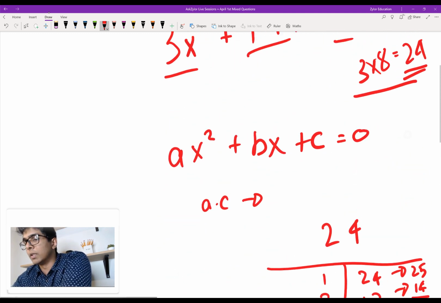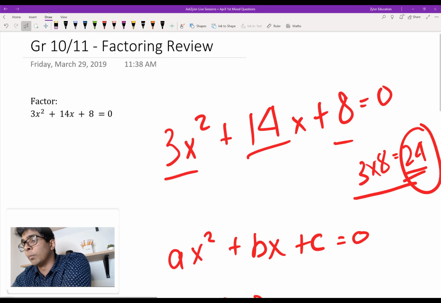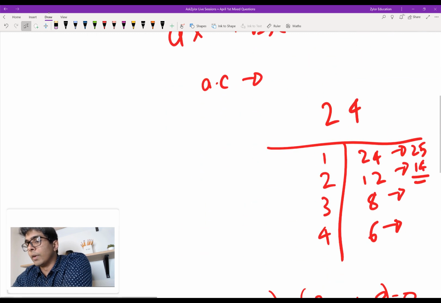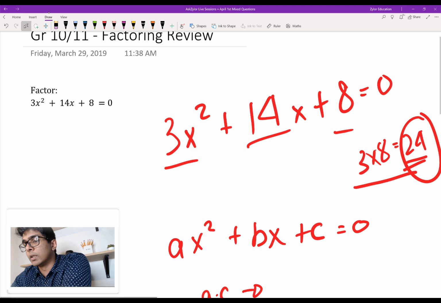So to recap, this is how you would usually do factoring. I would look at what my leading coefficient is, and then I multiply it with my constant to give me a number, and then I'm looking at factors of that number. So I got 24, so I'm going to look at factors of 24. I found that there are 1 and 24, 2 and 12, 3 and 8, 4 and 6. But I need to find a pair of numbers that add up to my b value, which in this case is 14.